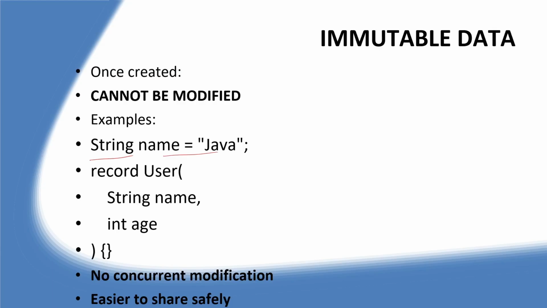In this example, you can see String is immutable. Records can also be useful when designed with immutable components. Immutability alone does not solve every concurrency problem, but reducing mutation and shared mutable state can make concurrent code significantly easier. So it is easier to share safely.